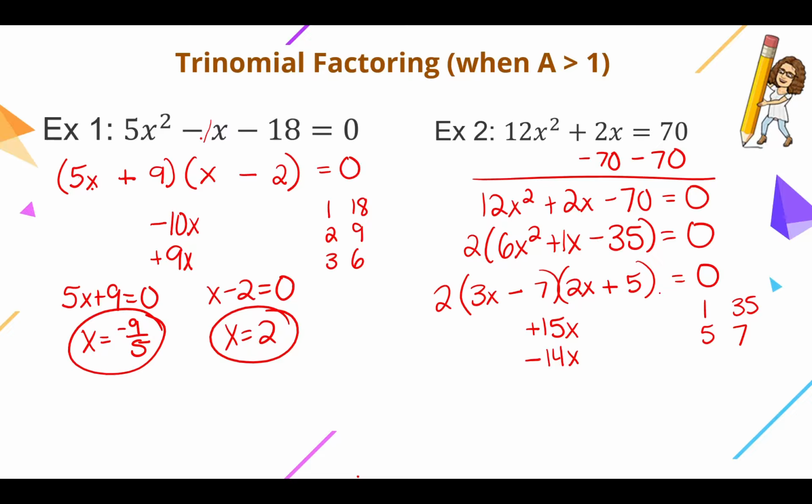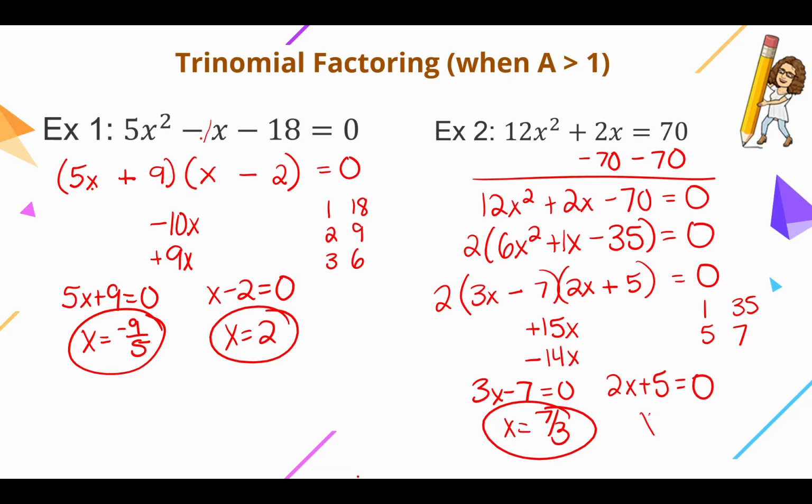So 2 cannot equal 0, so I'm not going to worry about the 2 sitting out front. I'm going to get 3x minus 7 equals 0, and 2x plus 5 equals 0. So x can either be 7/3 or negative 5/2. Awesome.